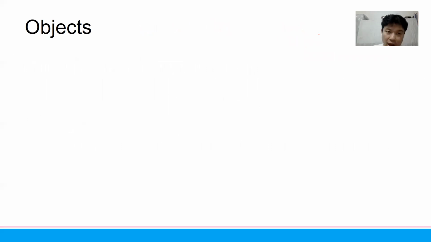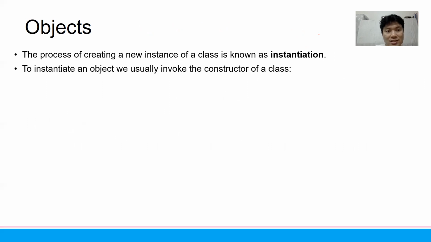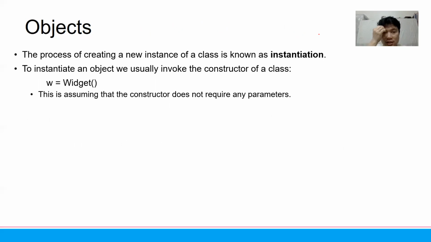After you understand the type, you need to understand about objects. The object means you want to create an instance. We call it instantiation. The process of creating a new instance of a class is known as instantiation. To instantiate an object, we usually invoke a constructor of a class. I will explain more about classes later, but for now, let's think that I have a widget. Widget is a class, and I want to make an object w, which will be a new object of widget, assuming that the constructor does not require any parameters.